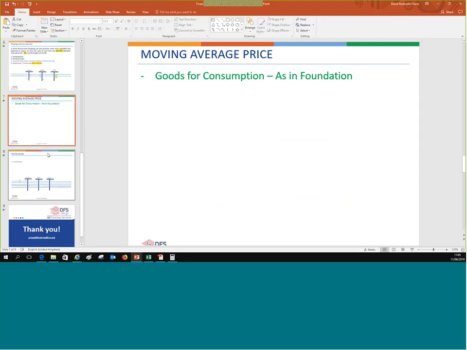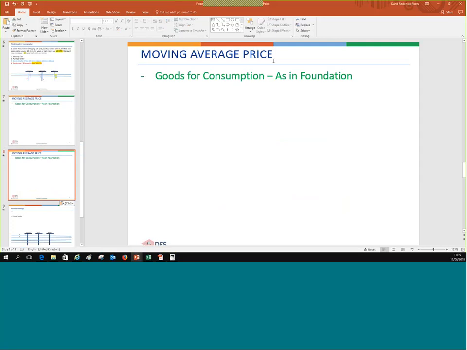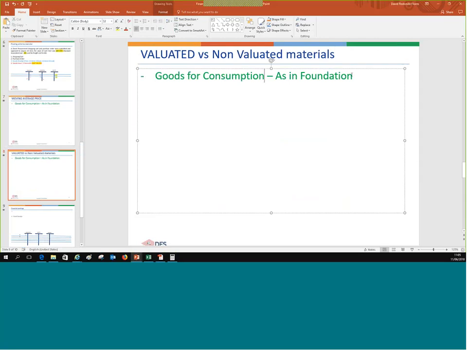So now when we acquire items, based on the type of materials, we have two different types of materials. Ones that are called valuated materials and other ones that are called non-valuated. Valuated materials are materials that have a moving average price, that have a value in inventory.